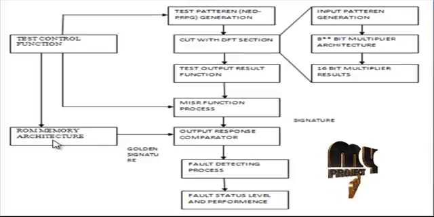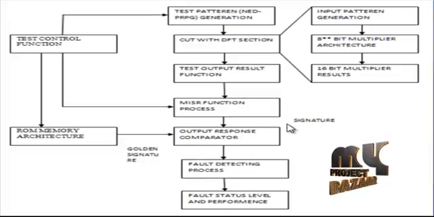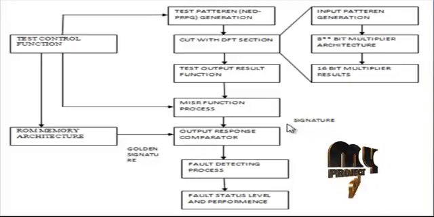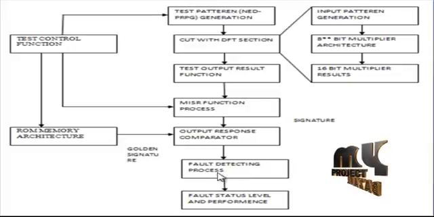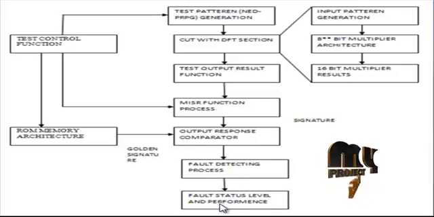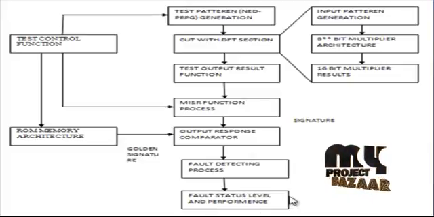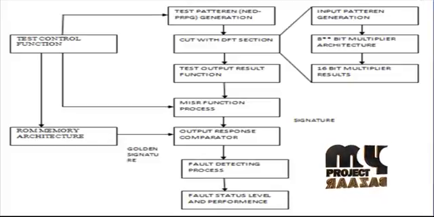The output response comparator compares with the golden signature and records the present signature. Then it compares the signatures and identifies the signature variations. If the signature is the same, no fault is detected. If the signature is wrong, the fault detecting process collects which fault is identified. Then the fault status level and performance analysis for the total overall testing architecture. This is our final flow process for the overall testing architecture.